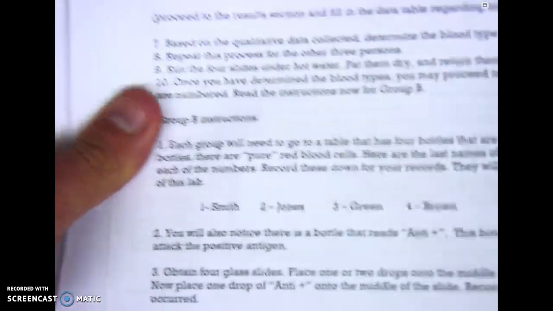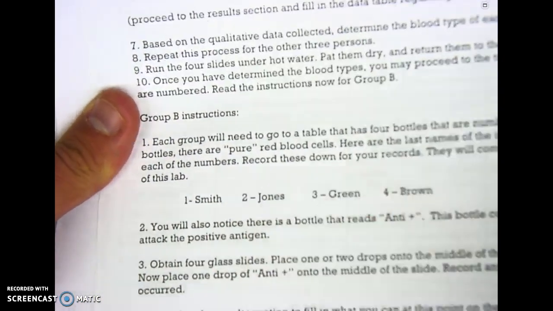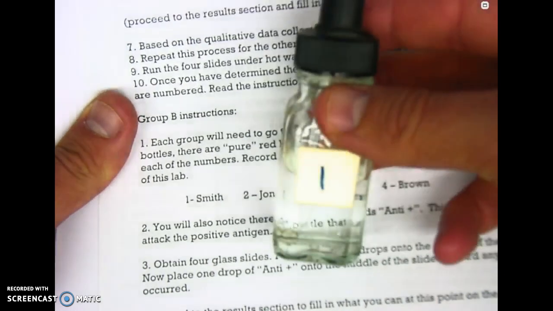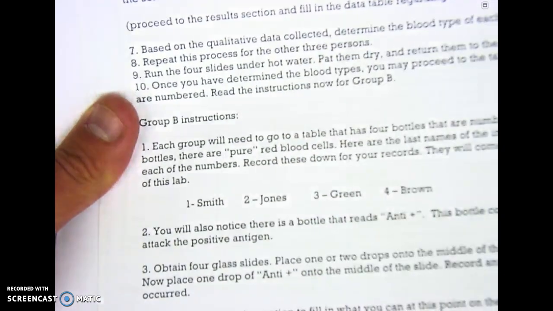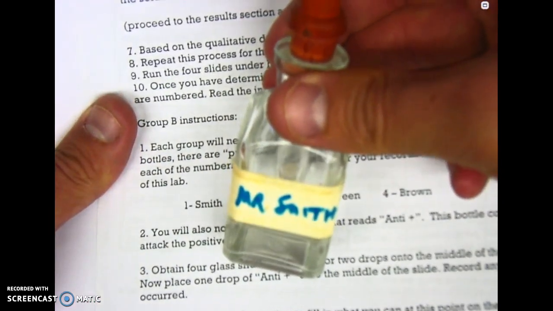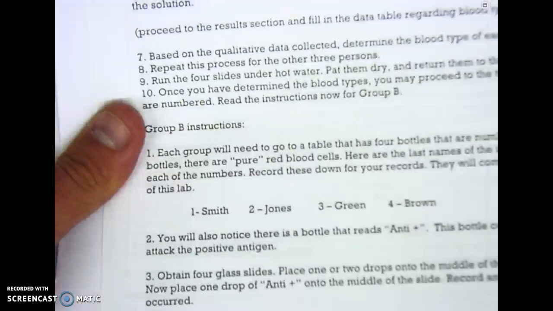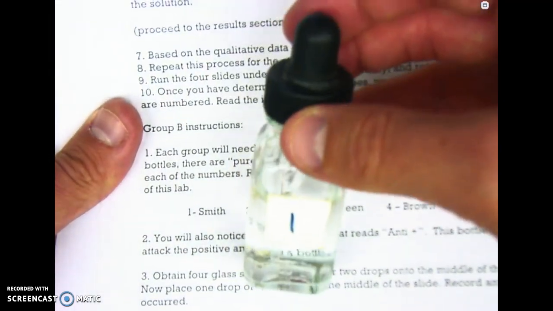If you refer to your lab, you will see that there is a list, that there's a number bottle associated with each of these names. So for example, this bottle 1 is associated with Mr. Smith. I use the letters of the last name to identify if they have A, B, AB, or O. I'm going to use the numbers to identify if they have positive or negative blood.